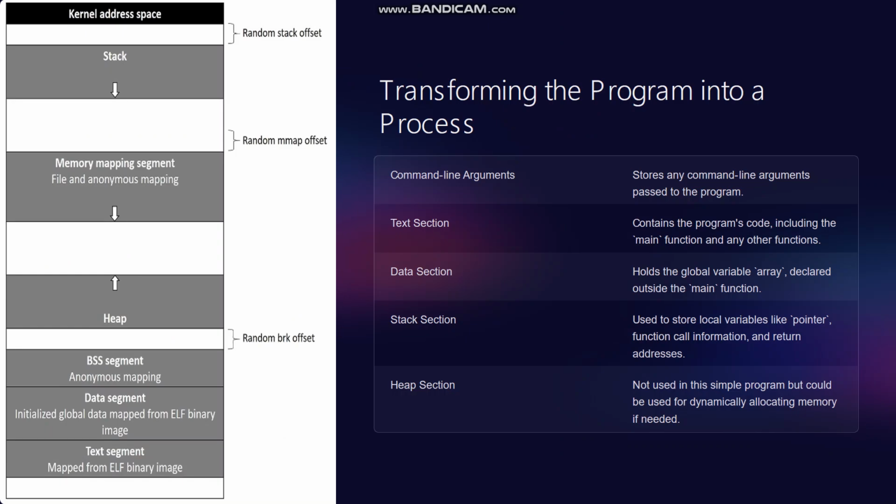Transforming the program into a process. Command line arguments are stored in the section for command line arguments passed to the program. The text section contains the program's code, including the main function and any other functions. The data section holds the global variable array declared outside the main function. The stack section is used to store local variables like the pointer, function call information, and return addresses. The heap section is not used in this simple program but could be used for dynamically allocating memory if needed.